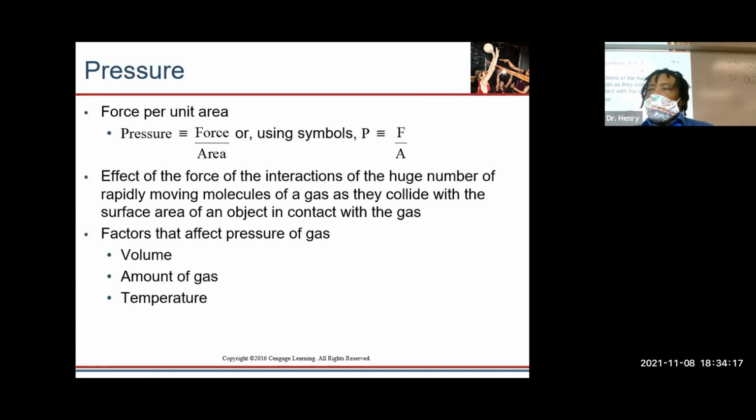And so there are things that are going to affect gases. Pressure is one of those major things. Volume, the amount of gas that we have available, and the temperature, right?